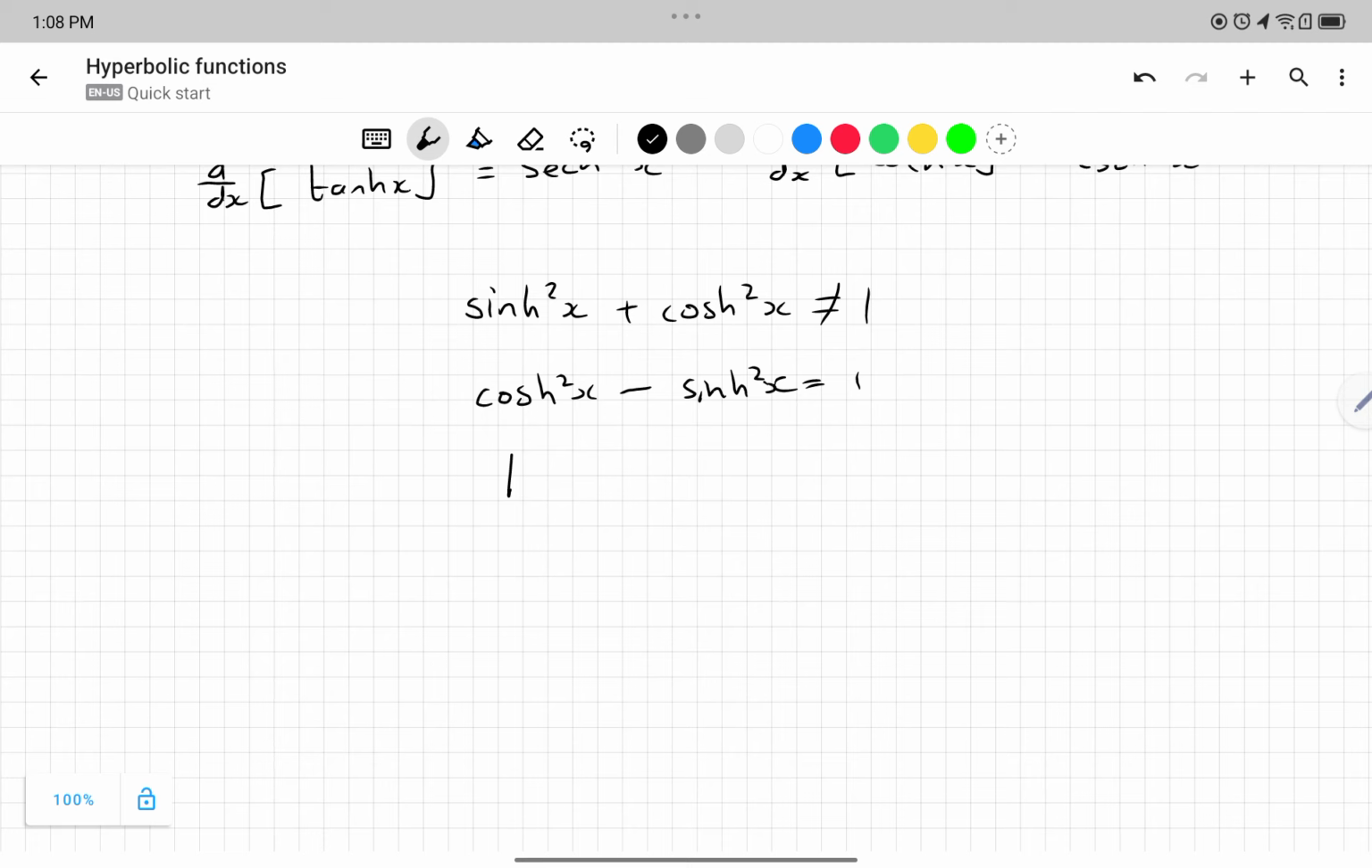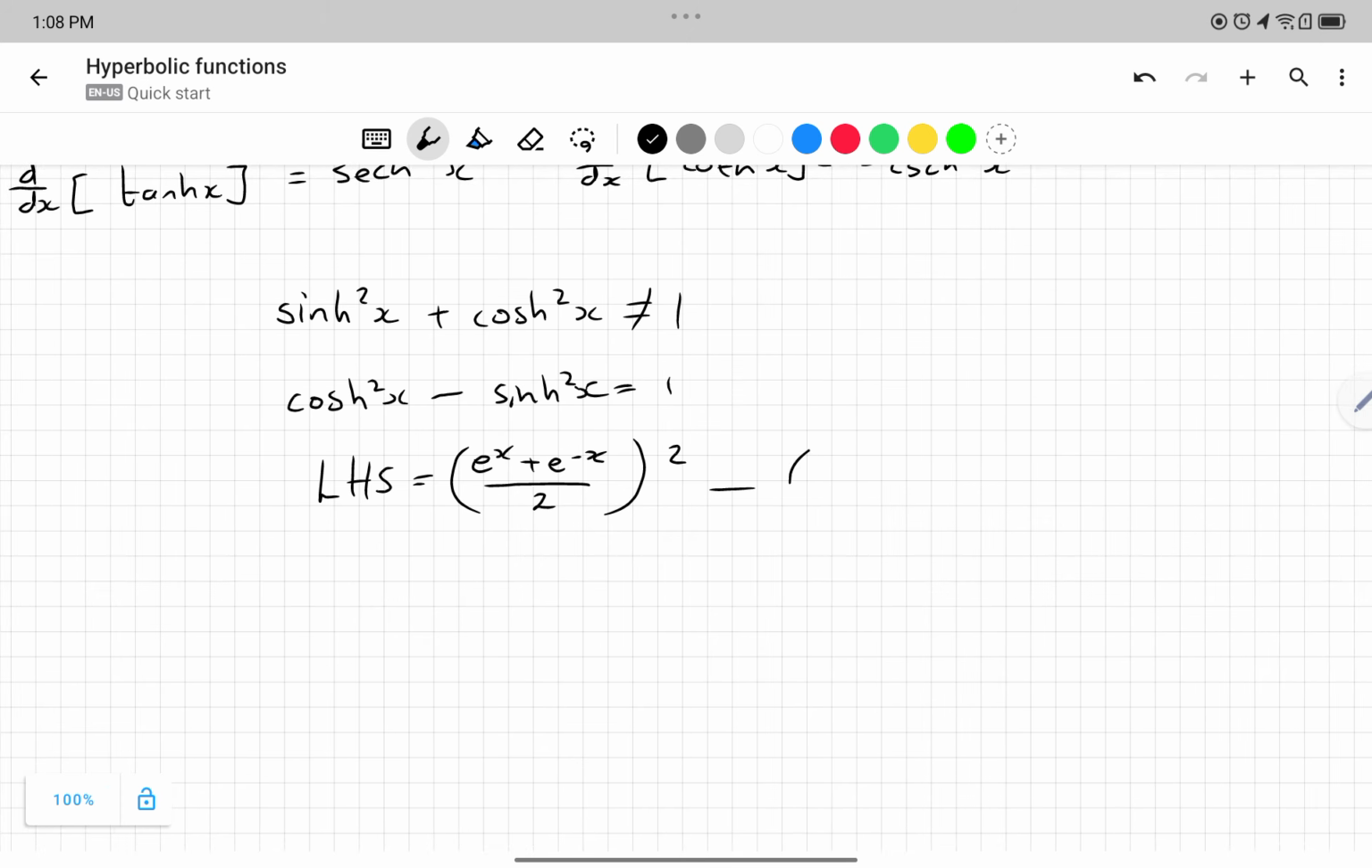So, left hand side is equal to e to the exponent of x plus e to the exponent of minus x, over 2, this is all squared, minus e to the exponent of x minus e to the exponent of negative x, over 2. Again, it's all squared. So you get e to the exponent of x squared, so it's going to be 2 times x, so e to the exponent of 2x.